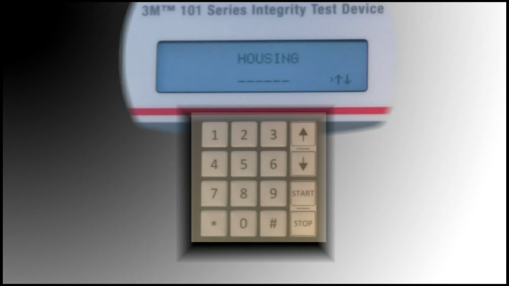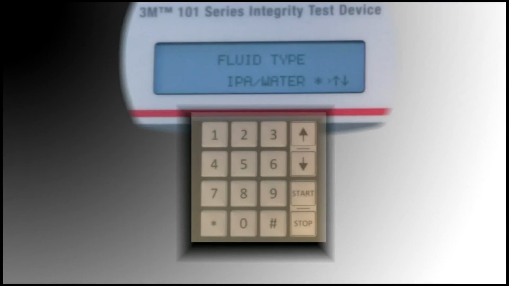Letters comprise most of the housing descriptors, so it is recommended this entry is skipped when programming via the device. Press the up arrow on the device keypad. This is the entry screen to identify the fluid type used for testing. Press the star button on the device keypad to scroll through 3 choices: water, IPA and water, or product.